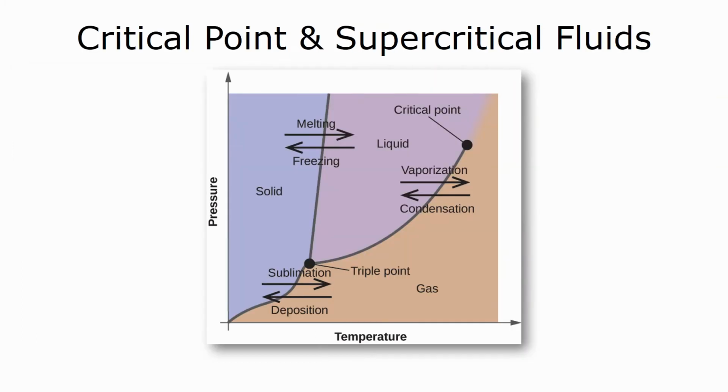Now, what's this other point? The critical point. Well, the critical point has to do with supercritical fluids. You notice our equilibrium between gas and liquid stops at the critical point. Well, what this means is that beyond this temperature and beyond this pressure, the phase between liquid and gas is indeterminable. It doesn't exist. And this is where you get something called a supercritical fluid.